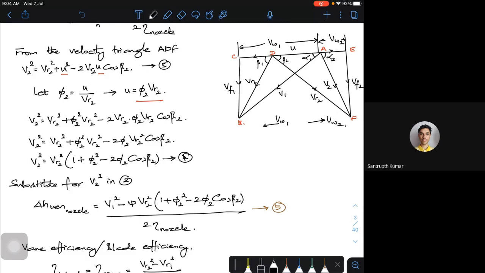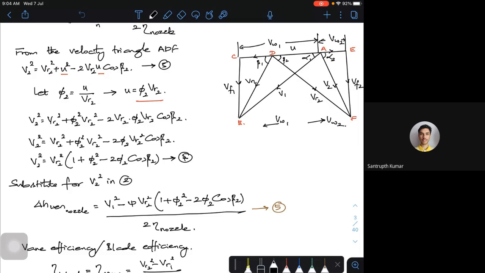I am going to take VR2 square common, because VR2 into VR2 is VR2 square. So V2 square is equal to VR2 square into 1 plus phi 2 square minus 2 phi 2 into cos beta 2. I got this expression, and I am going to call that equation number 4.